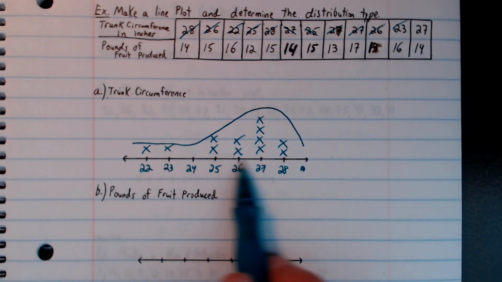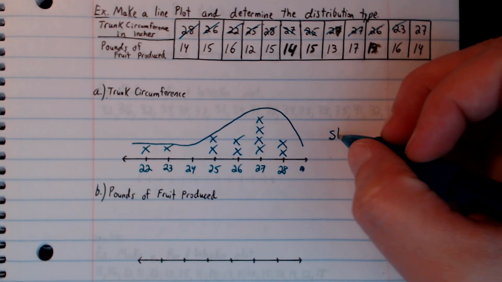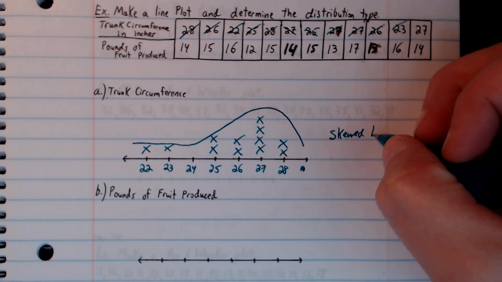Alright, so if we look at this particular set of data, it's going like this. So most of our data is over here on the right side. We have a tail on the left. So we would say this is skewed left.